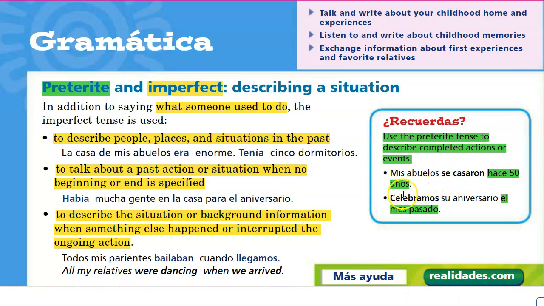Hace 50 años, 50 years ago. Mis abuelos se casaron hace 50 años. My grandparents got married 50 years ago. Celebramos su aniversario el mes pasado. We celebrated their anniversary last month. So normally the preterite will be accompanied by a particular reference to the past.